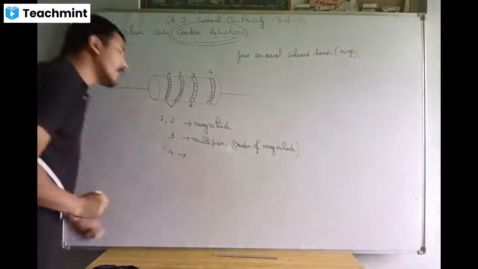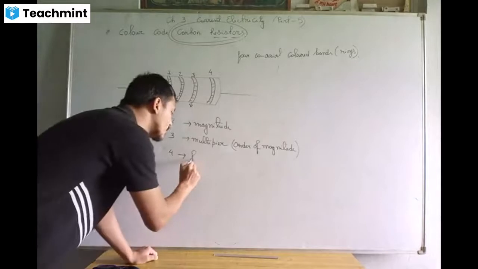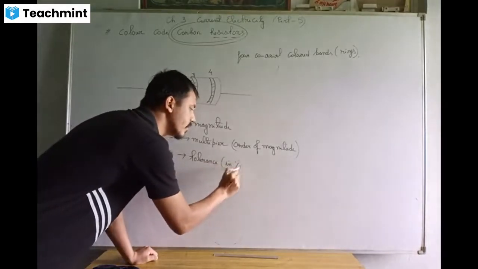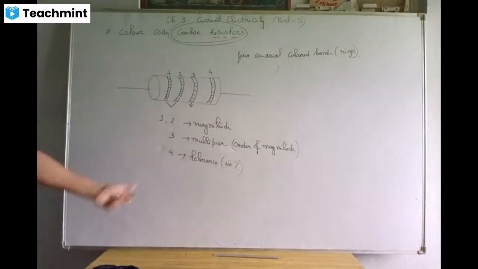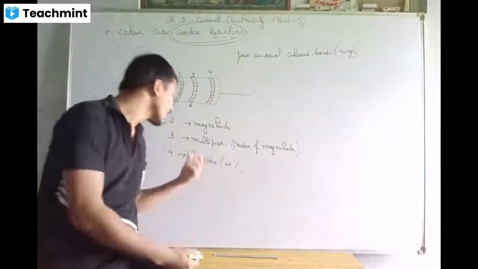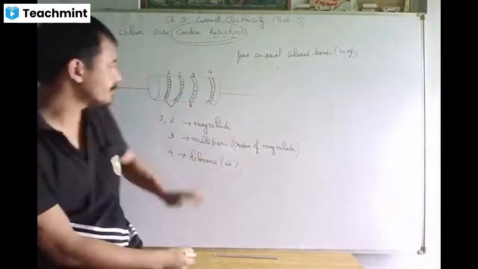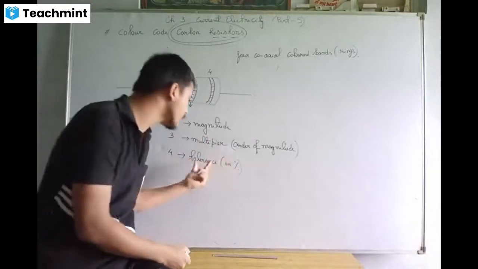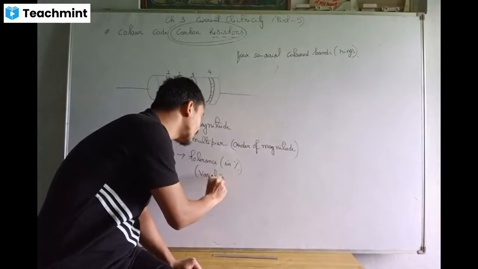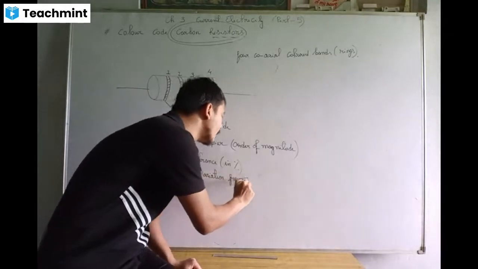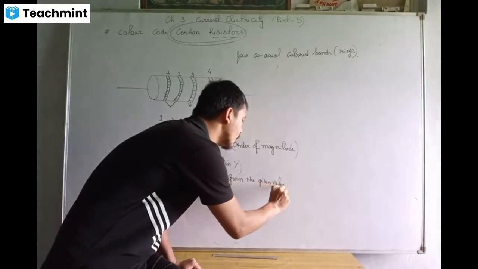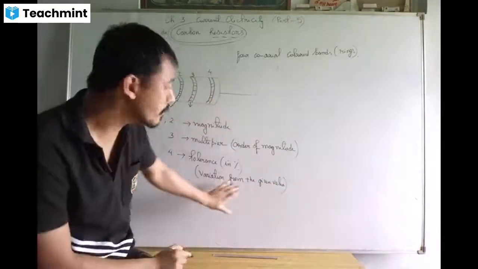The fourth color band gives you the tolerance, tolerance in percentage. You don't understand what tolerance is and still you're writing. Okay, tolerance means variation from the given value.